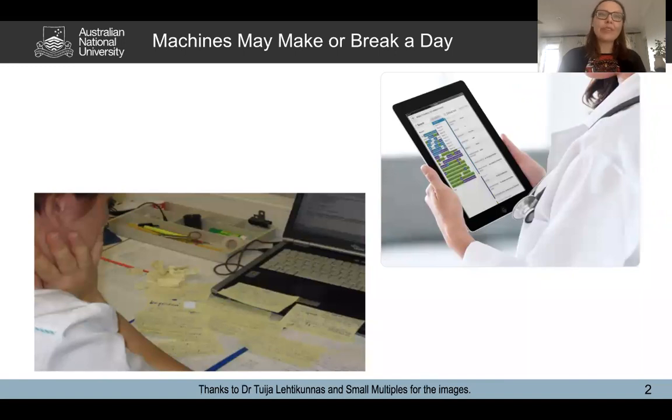In today's information society, machines may make or break a day. So information, knowledge is power. Here on the left-hand side, we have a nurse who is very frustrated with her electronic health record system. And notice all of those post-it notes where she's having extra notes or instructions on how to use the system to herself and so on. So that's when she's like, oh no, what should I do? The machine is making her day very challenging.